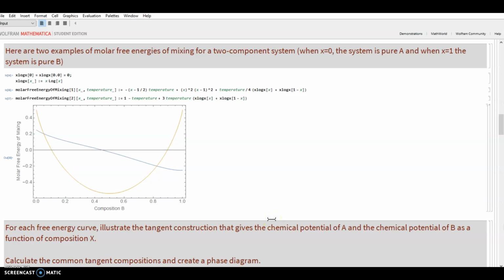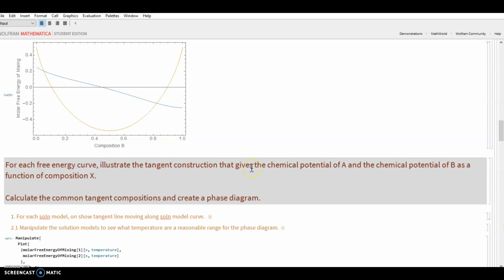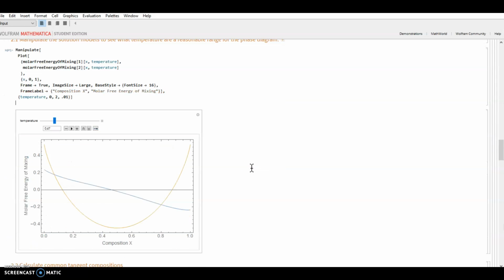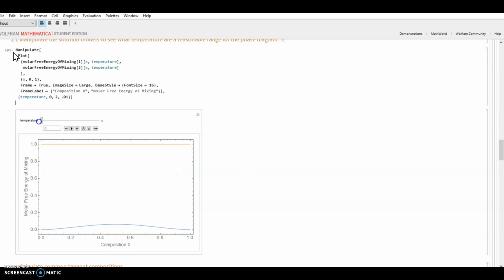Hi, so in this video, I'm going to be showing how to make a phase diagram given the molar free energies of mixing for two different phases in a binary system. In this video, this will be the orange phase, and this will be the blue phase. Firstly, I wanted to manipulate the solution models to see which temperatures would be interesting for the phase diagram.